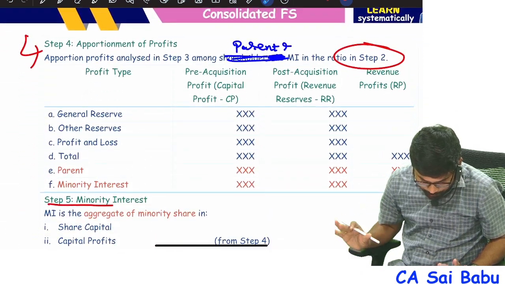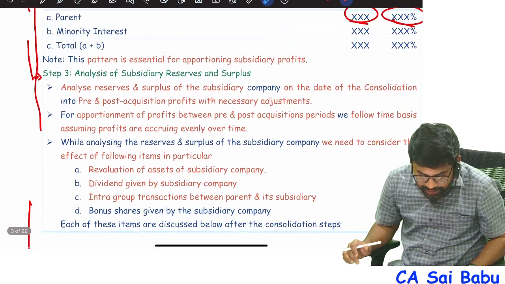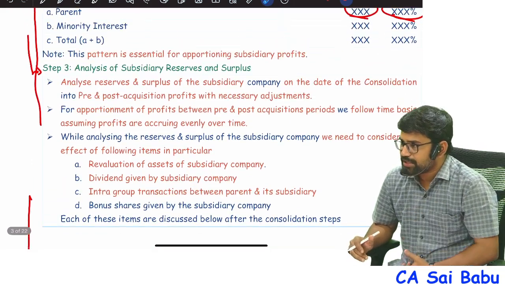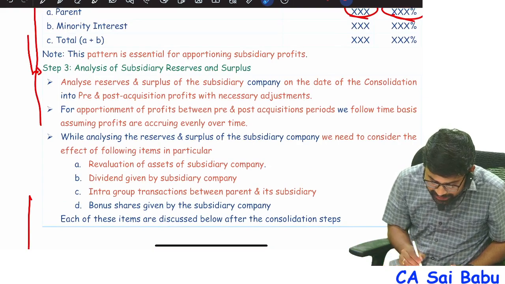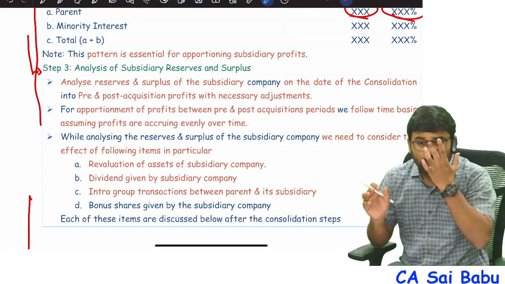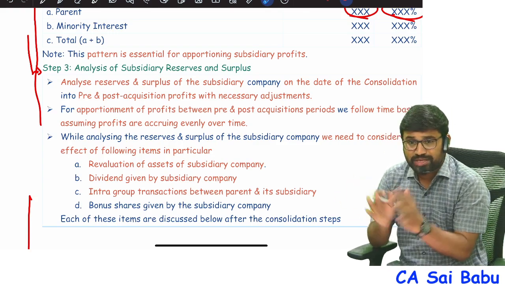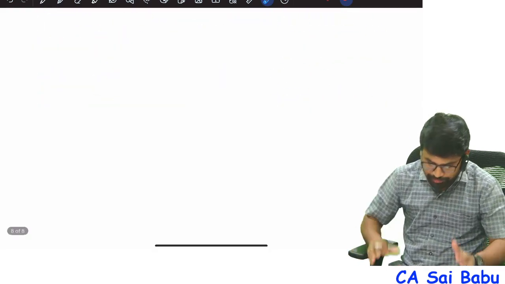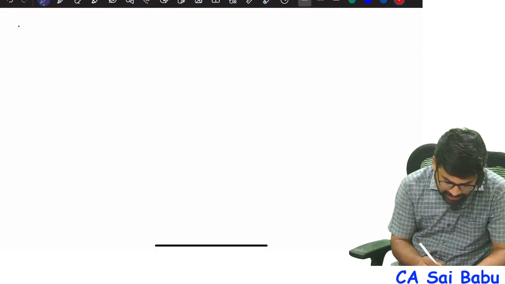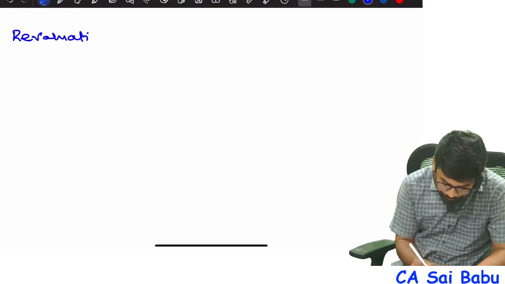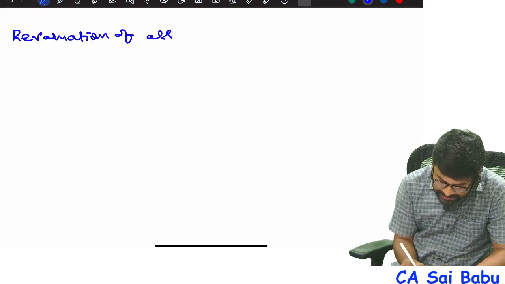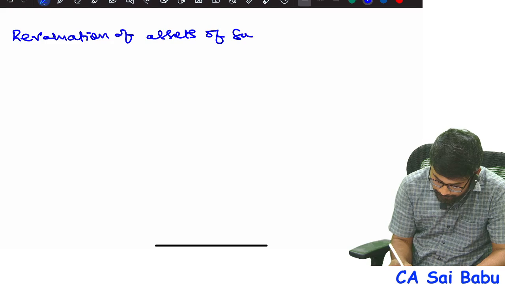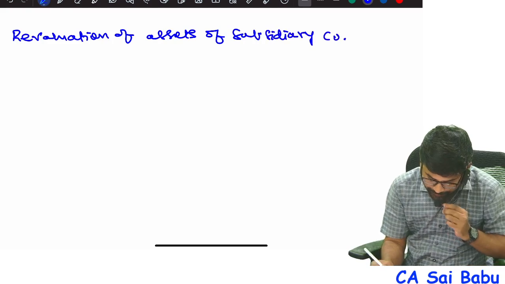Now, sir, I told you, when you are analyzing the subsidiary company reserves and surplus, how many important adjustments are there? 3. Now I am going to talk about all these 3 important adjustments. Kindly concentrate. This is very, very important. So can you tell me what is the first adjustment? Revaluation of assets of subsidiary company.